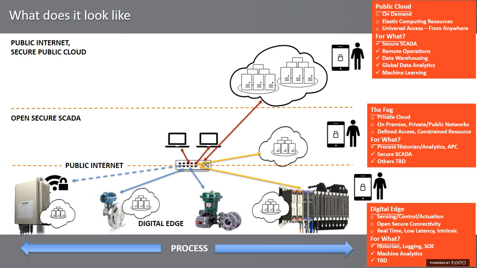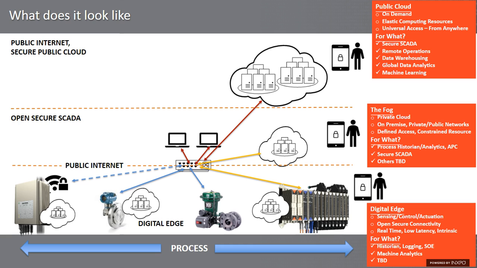This is how it comes together at that level. In the public cloud, you would have on-demand, fully elastic resources with universal access anywhere geographically. And here's where, again, secure SCADA, the same human interface, the same operator tools, but you would have truly physical remote operations, data warehousing, global data analytics, global machine learning, AI, other applications that would be more relevant there. So that's what it looks like in the deployment.